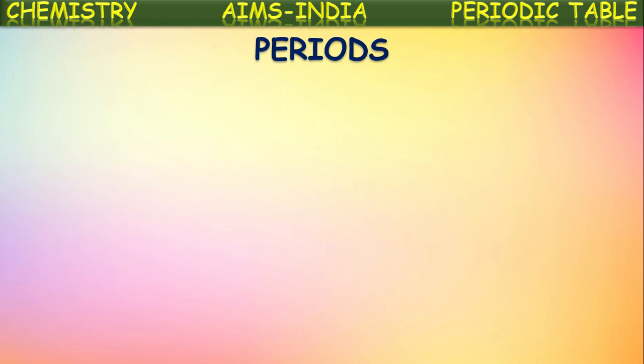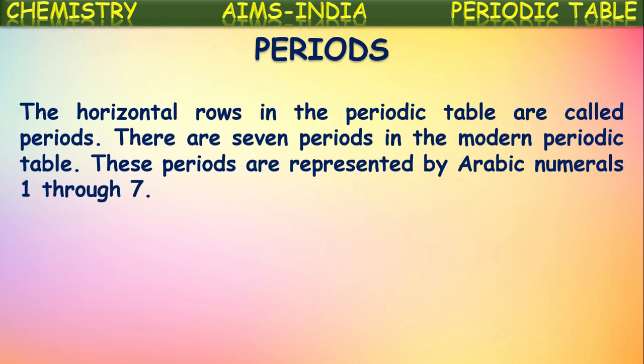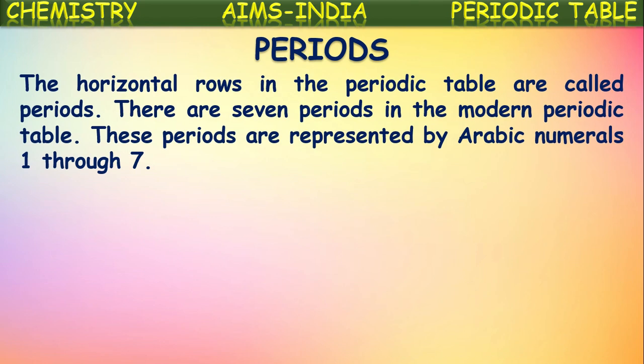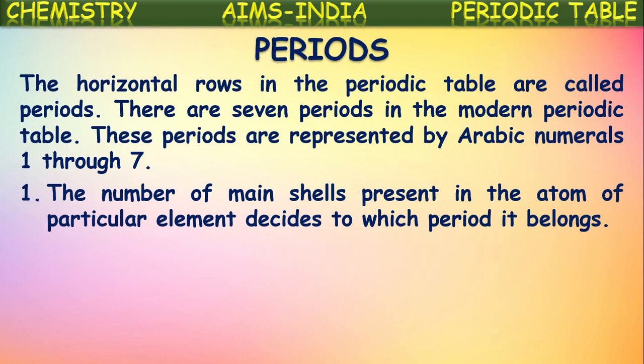Next, now let us talk about the periods in the modern periodic table. The horizontal rows in the modern periodic table are called periods. There are 7 periods in the modern periodic table. These periods are represented by Arabic numerals 1 to 7. The number of main shells present in the atom of a particular element decides to which period it belongs.